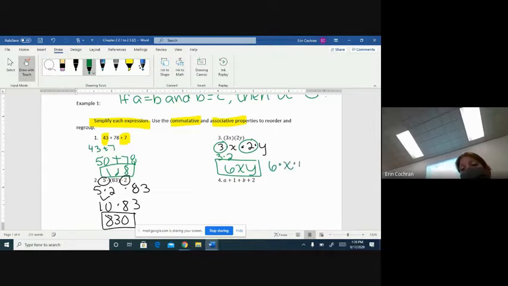Right. Okay. So we're going to leave it. We don't want to write it as 6 times x times y. We always get rid of those times symbols and just put it as 6xy. Okay.